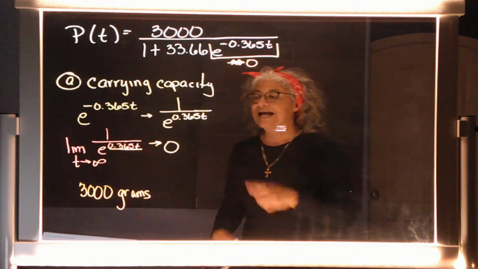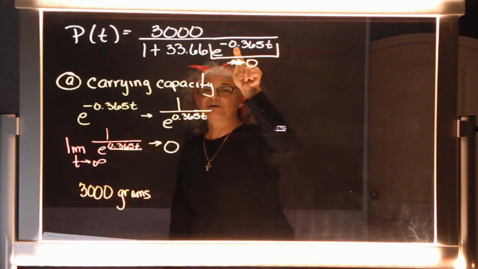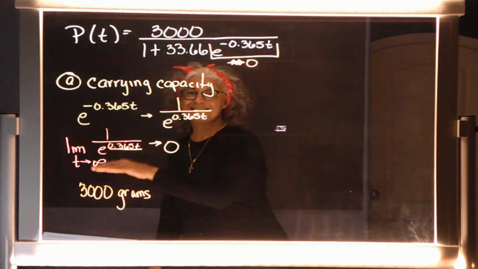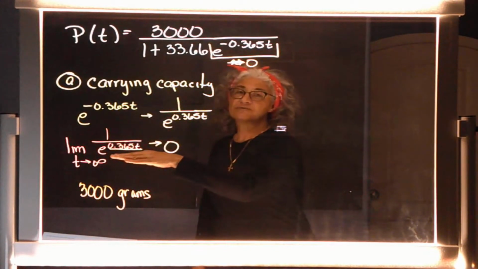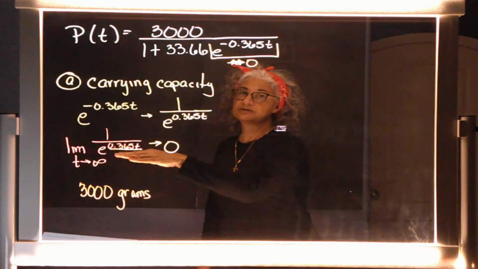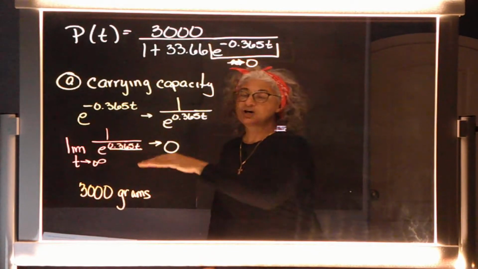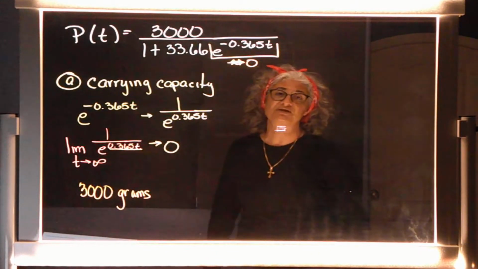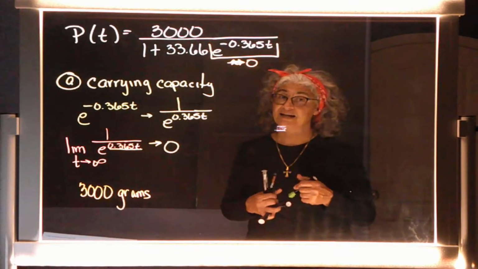Cool? It has to deal with us understanding this e to the negative power, realizing to write it as a fraction, and then looking at the limit of it as time goes to infinity. Because 1 over a large number gets smaller and smaller and smaller, right? As your denominator increases, the whole fraction decreases, and it eventually becomes 0. Cool? Okay, so that was part A.